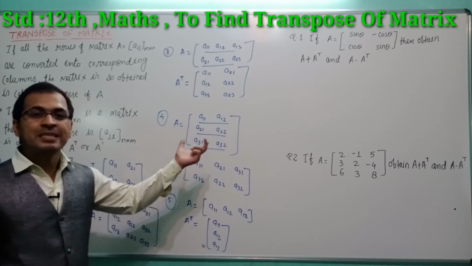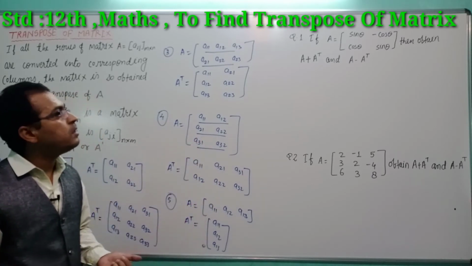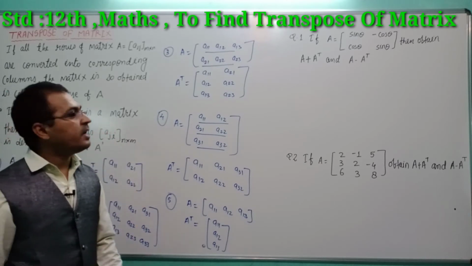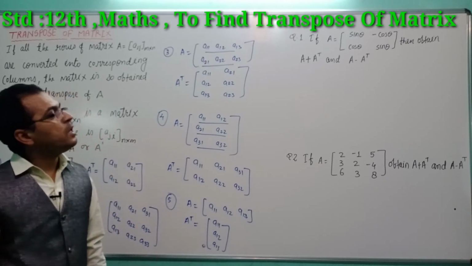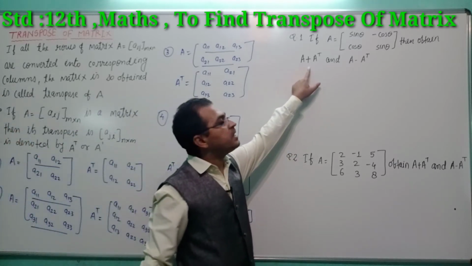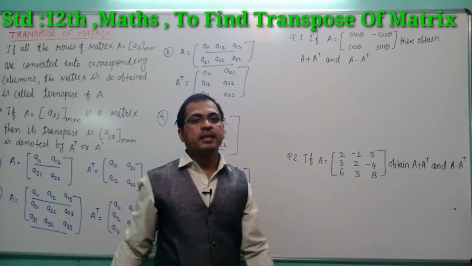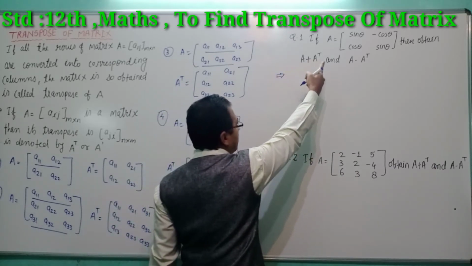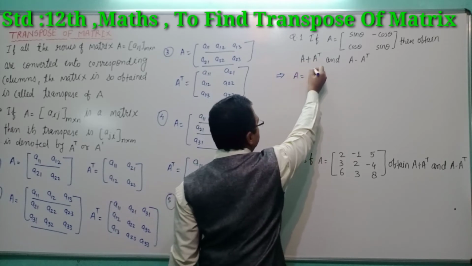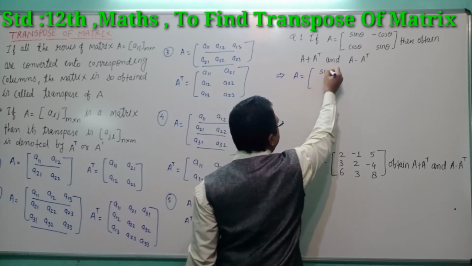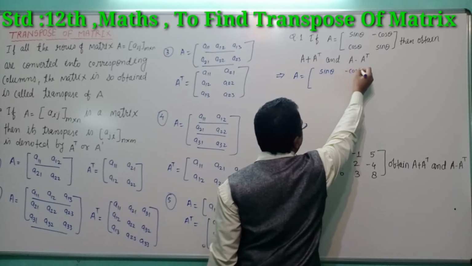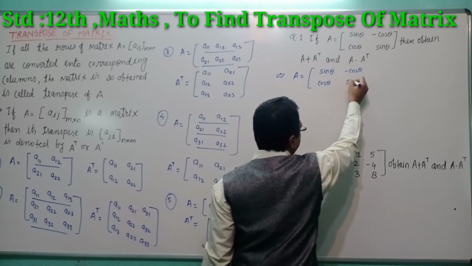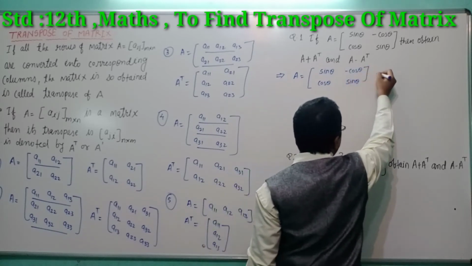Okay students, now we will do the application of transpose of matrices in word problems. In the very first question students, you can see that the matrix A is given as a 2 by 2 matrix, and here we have to obtain A plus A transpose and A minus A transpose. Students, first of all we will find out the transpose of this matrix. A is having elements sin theta, minus cos theta, and cos theta, sin theta. So find out transpose of this matrix.